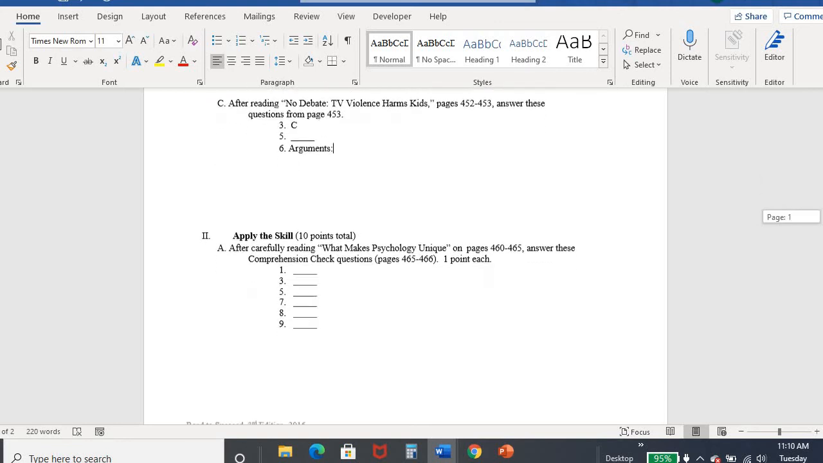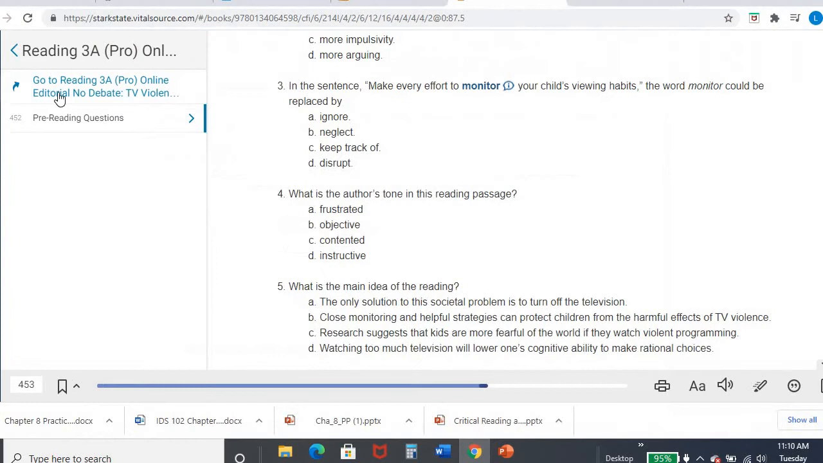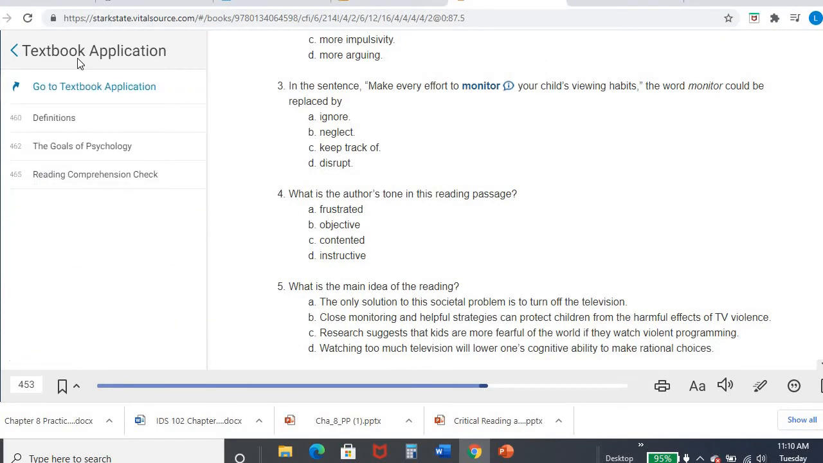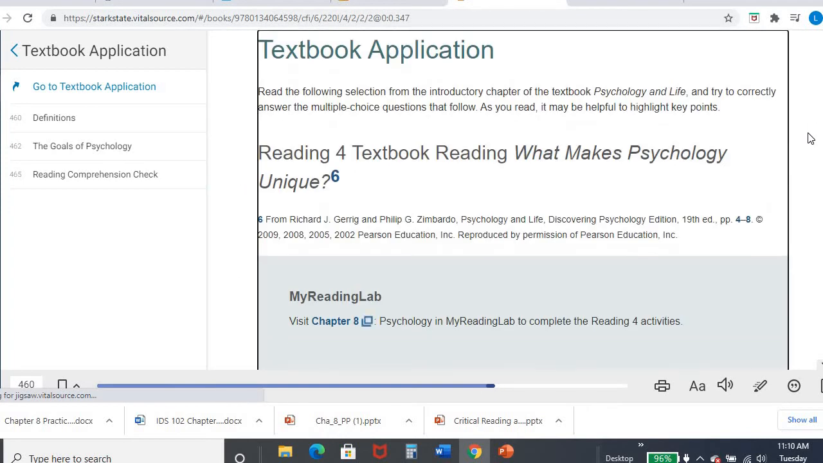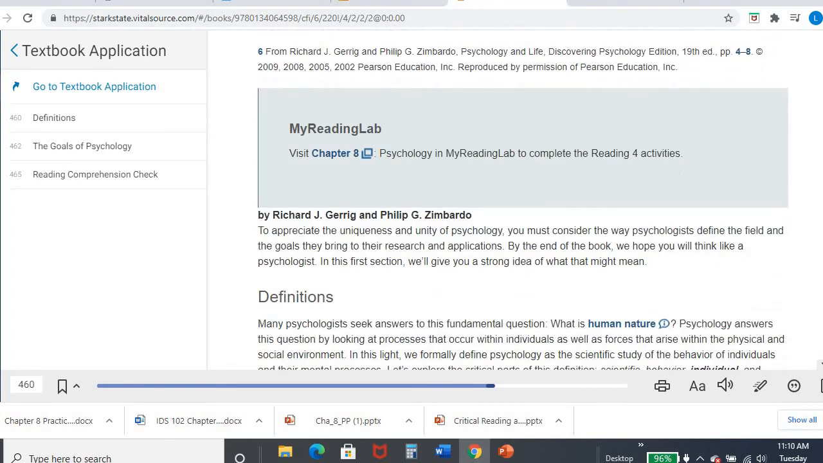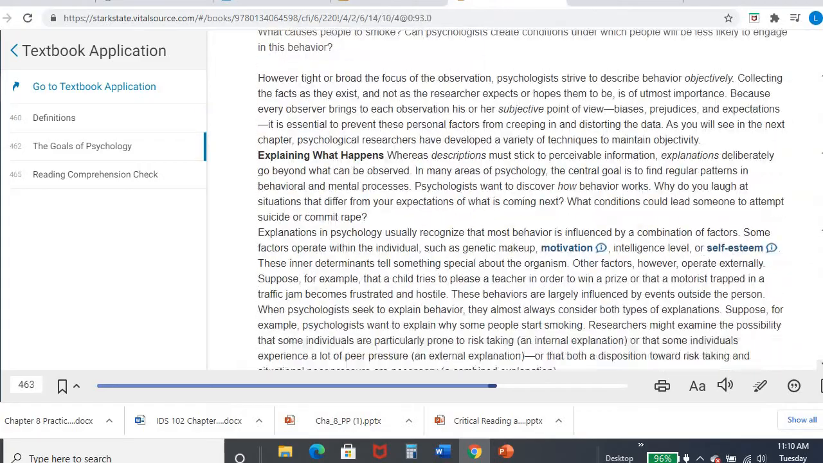All right, back here, Roman numeral 2, apply the skill. What makes psychology unique? That is the textbook application. So we're going to go to textbook application. You're going to answer questions 1, 3, 5, 7, 8, 9. I'm going to do just a couple of them with you, and then you'll fill the rest out on your own. Again, I encourage you to pause the video and read the textbook excerpt.